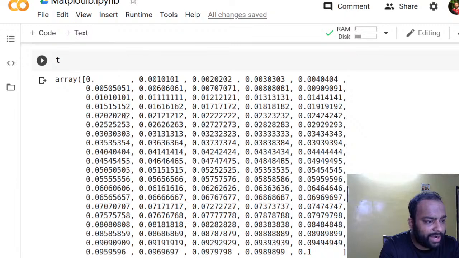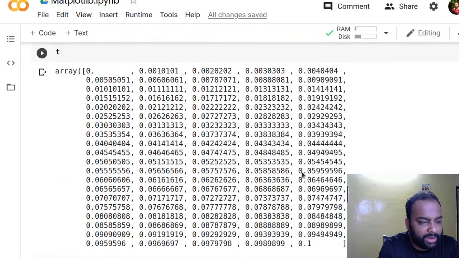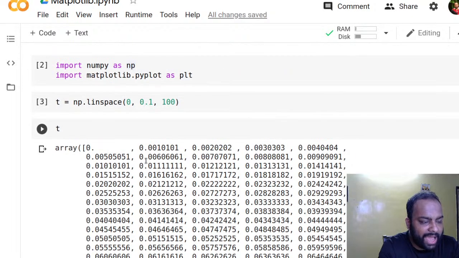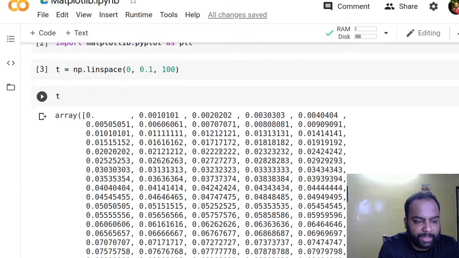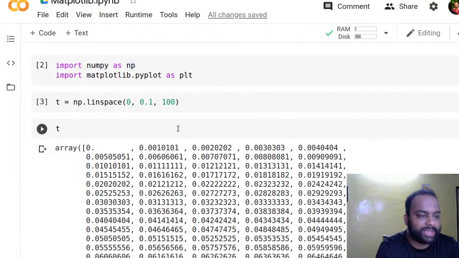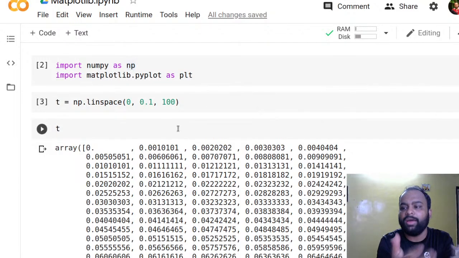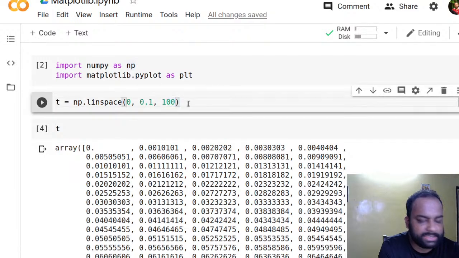So I have created a one-dimensional array that starts at 0 and ends at 0.1. And how many points do I have? I have 100 points, right? So the spacing between the points is about 0.001, something like that. So essentially we have created a time array for holding our time here, starting from 0, ending at 0.1, and the number of points is 100, right? Again, you have seen this, right?